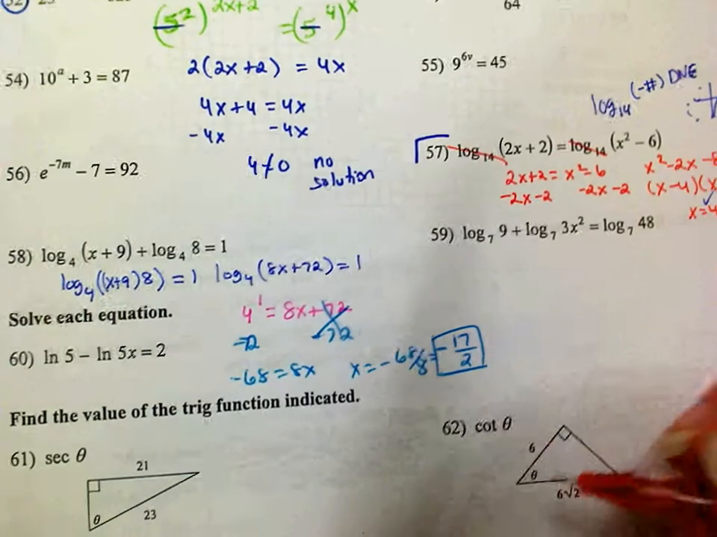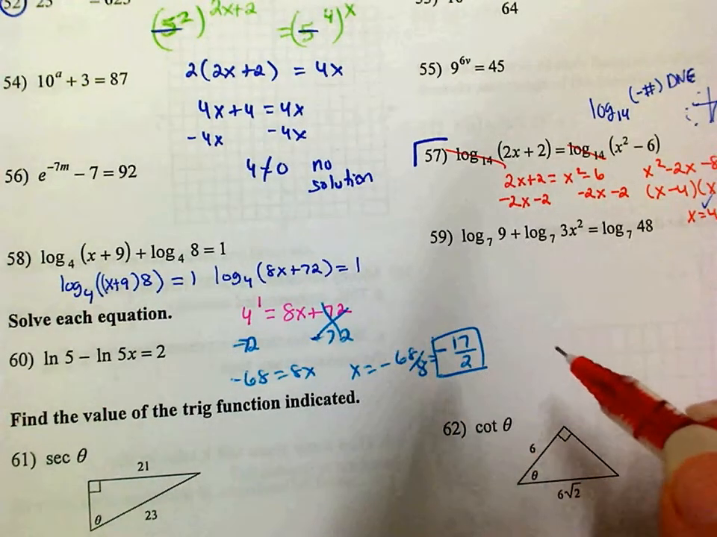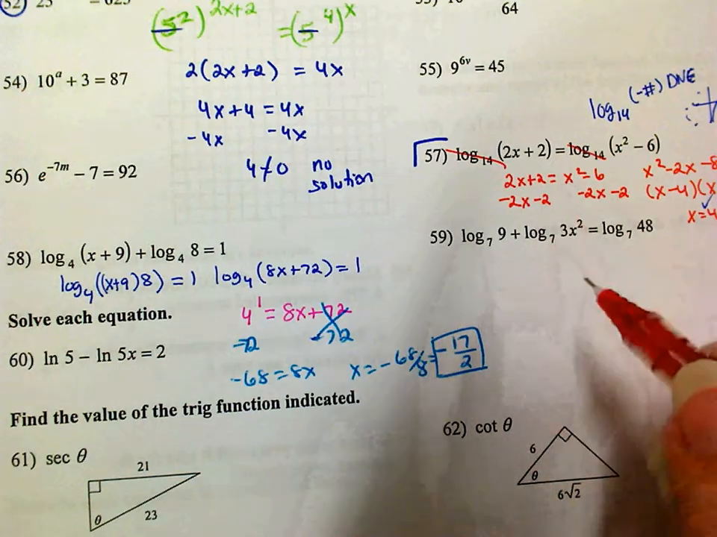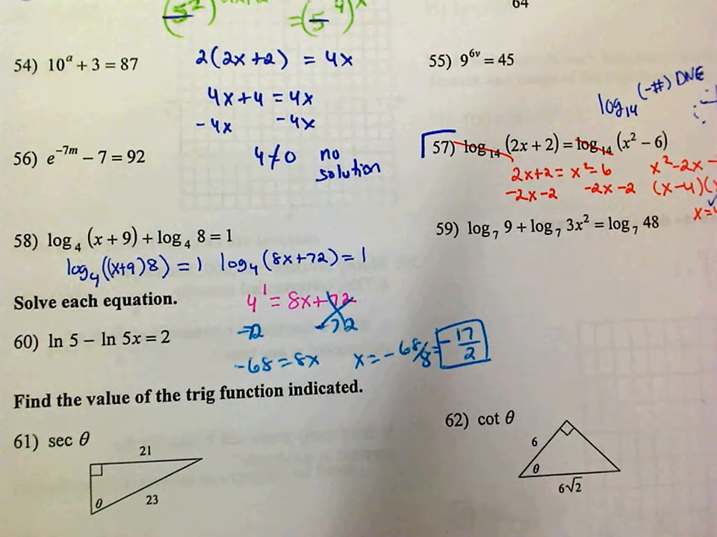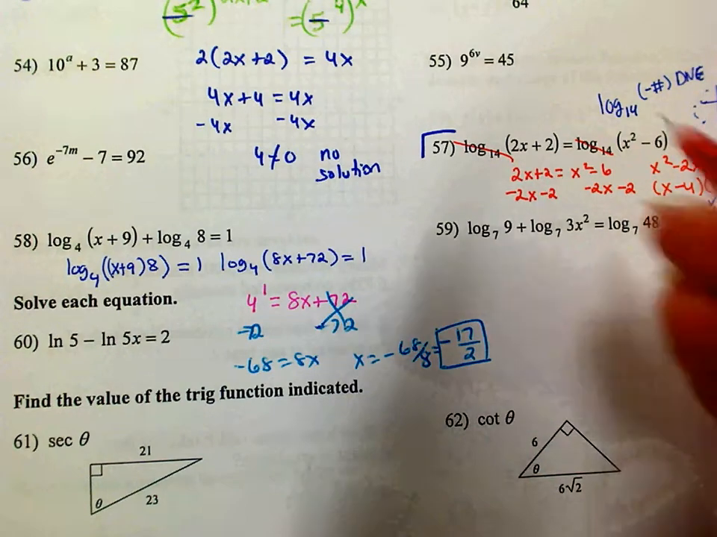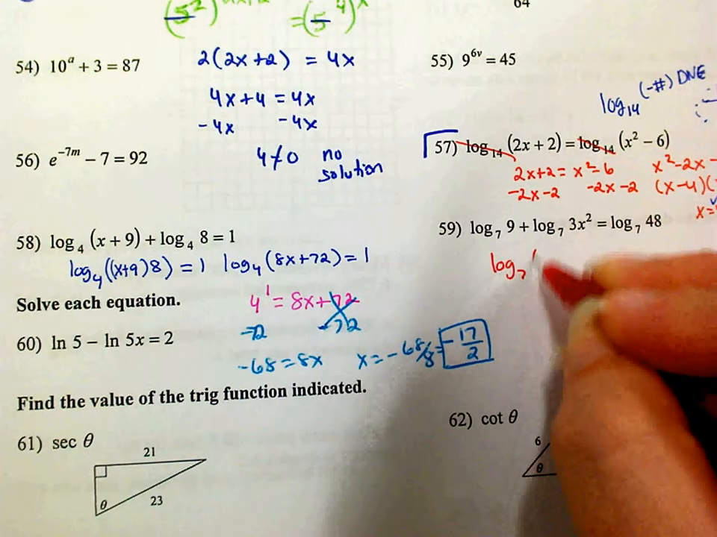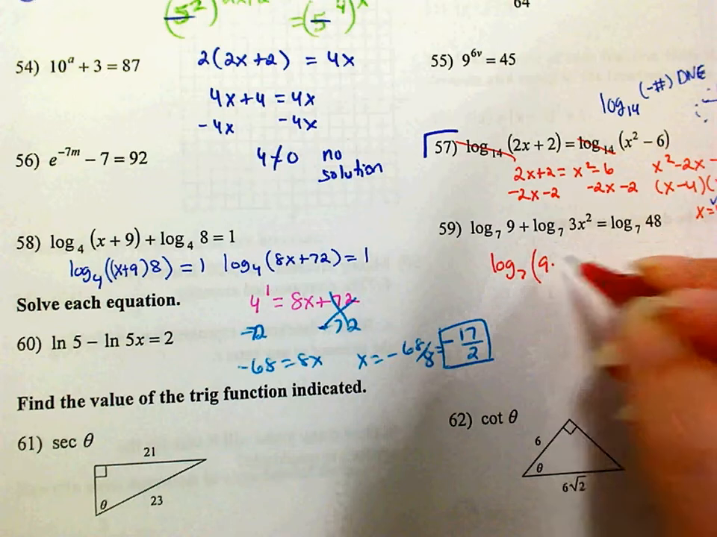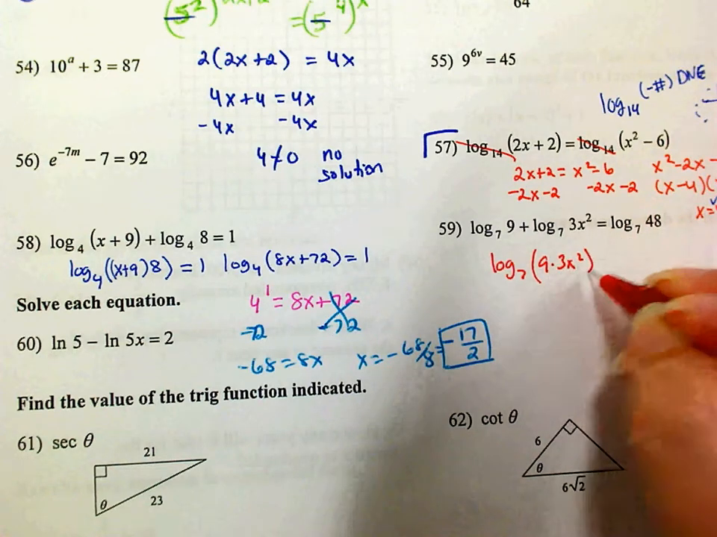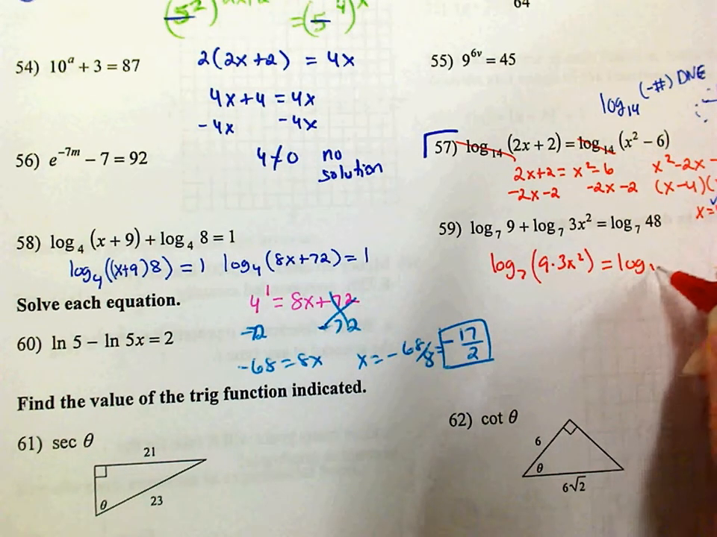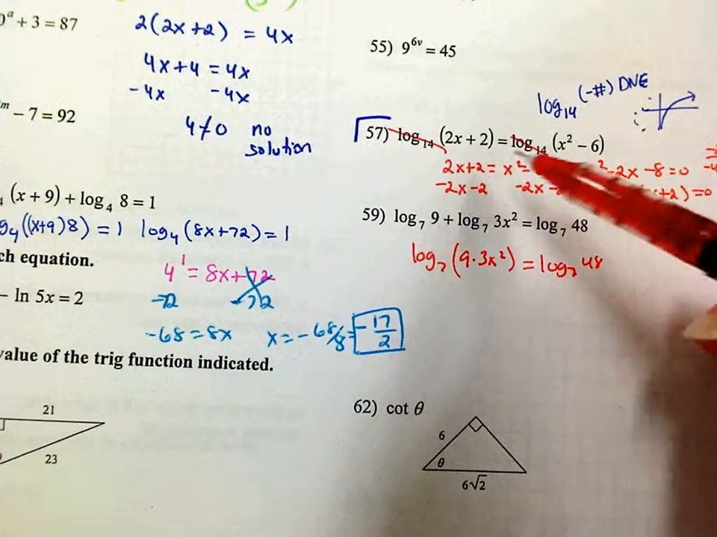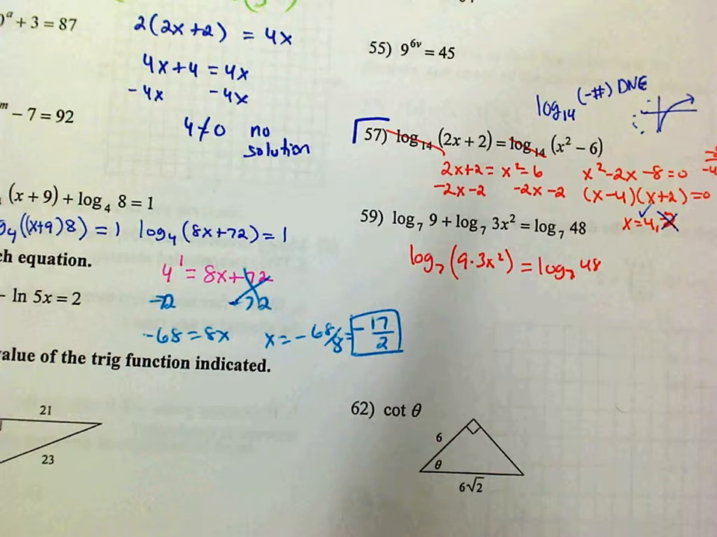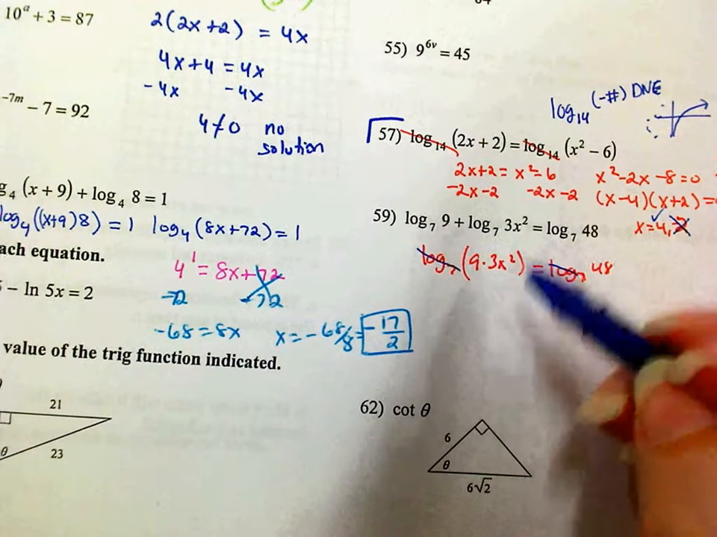Alright, so now this one. Again, I've got a log separated with another log by addition, which means combine their insides. So log base 7 of 9 times 3x squared equals log base 7 of 48. Now we're right here. The same situation. I've got a log equal another log. Cancel them out. So 27x squared equals 48.